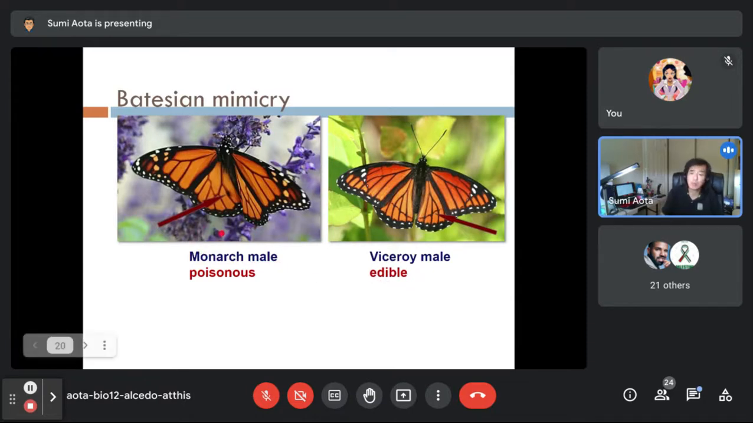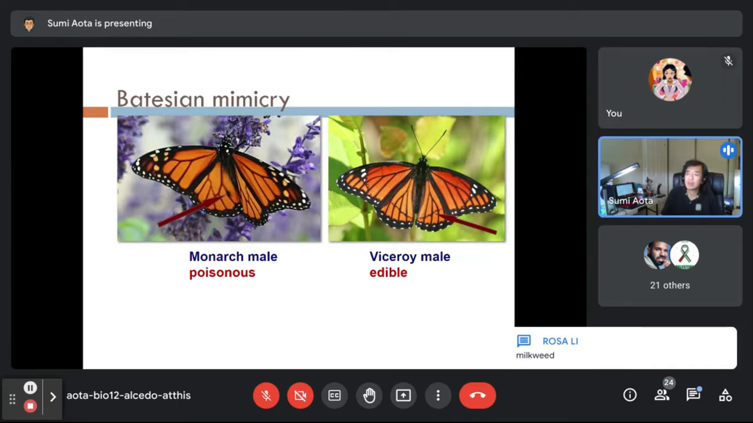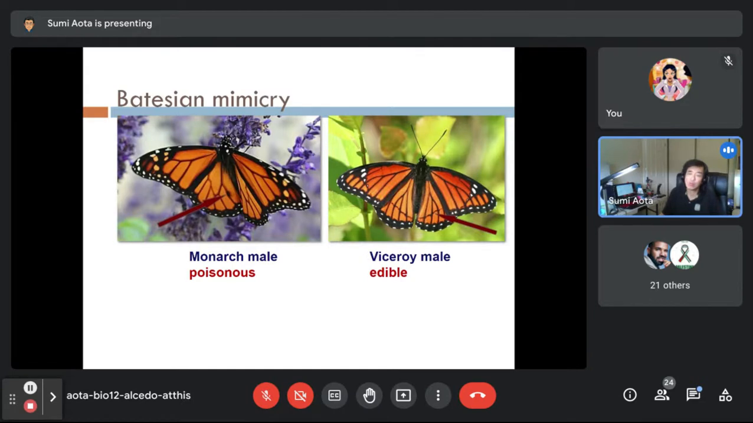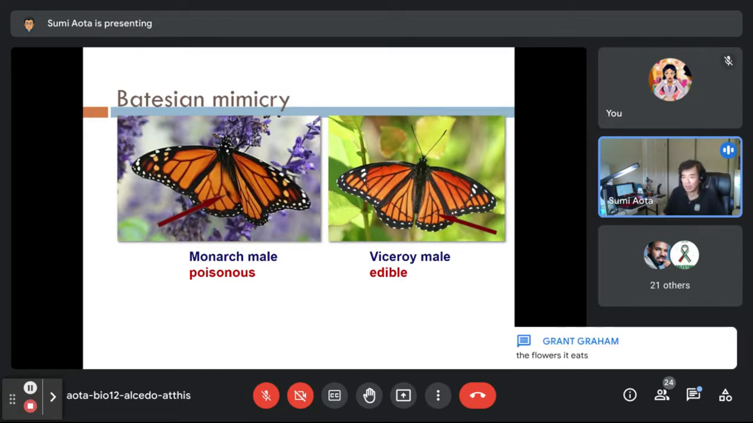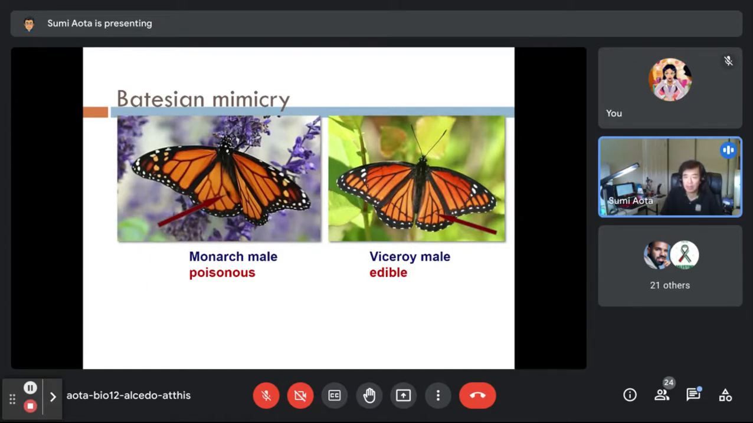What makes the monarch poisonous? Why is it inedible? Does anyone know? Okay, what does the caterpillar of the monarch eat? It feeds only on milkweed. Well, milkweed has a toxin in it, okay? And the monarch butterfly caterpillar is the only organism that can tolerate that toxin. And so it incorporates that toxin into its tissues.